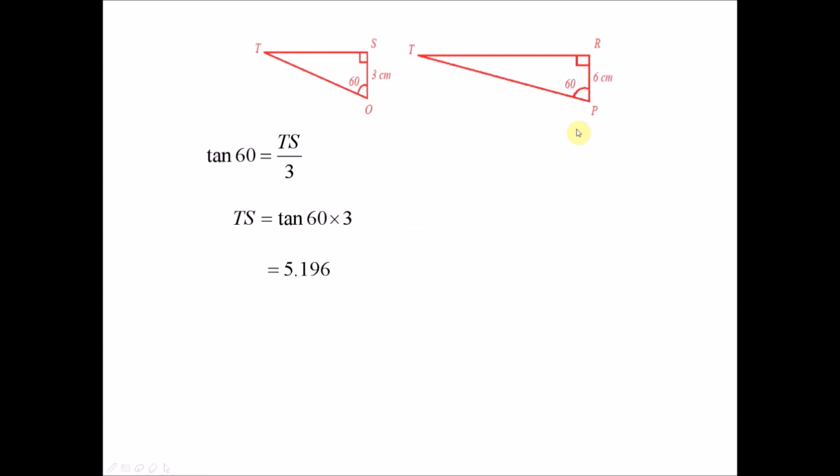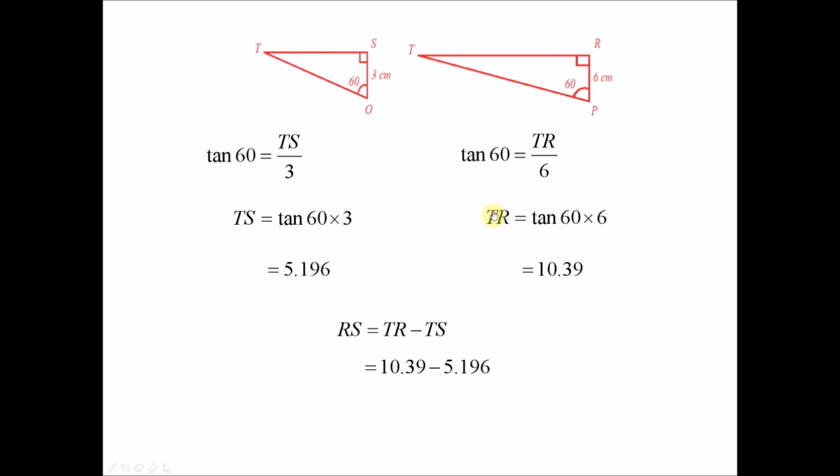The same applies to this. Tangent 60 equals the opposite side TR divided by the adjacent side, which is 6. To find TR, we move 6 over, so it becomes 6 multiplied by tangent 60, and you get 10.39. So in order to find RS, we take the longer side, RT or TR, minus TS. We get 5.194. That is the final answer.